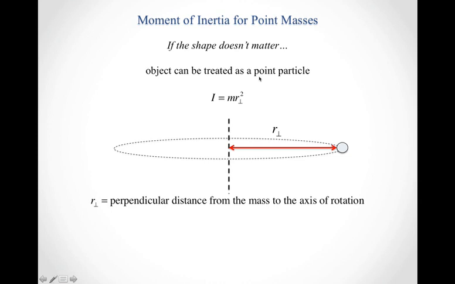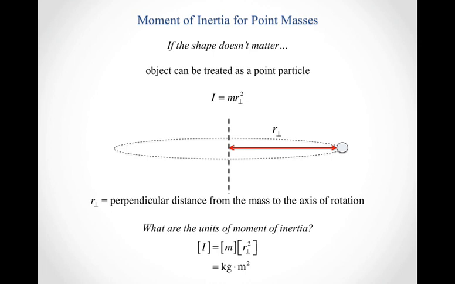To calculate the moment of inertia for a point particle, what we want to do is take the mass of the particle times that perpendicular distance squared. So just looking at this equation then, what it tells us is that moment of inertia is going to have units of mass times units of distance squared. So the SI units for moment of inertia are going to be kilogram meters squared.